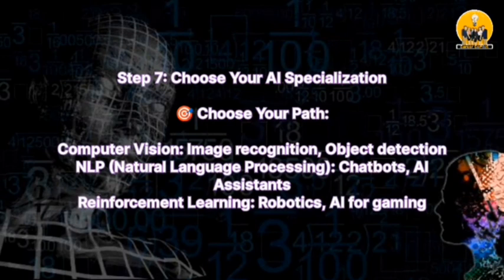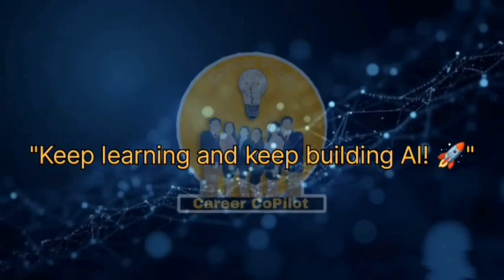Step 7: Choose your AI specialization. Once you master the basics, you can specialize in an AI domain. Choose your path. Computer vision: image recognition, object detection. NLP, natural language processing: chatbots, AI assistants. Reinforcement learning: robotics, AI for gaming. And that's it. This is your complete AI roadmap for 2025.